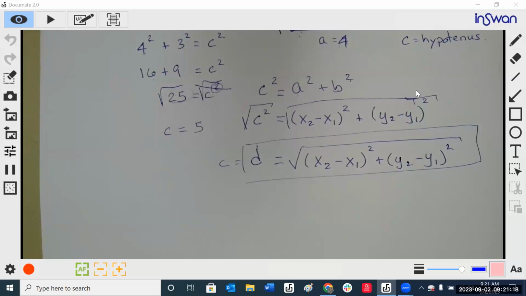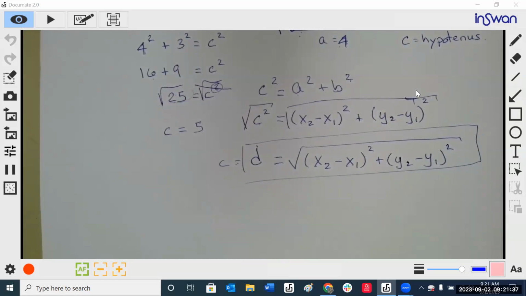Which form? No, because the standard form is just ax plus by equals c. This is similar to it, x and y on the same side. But yeah, it looks like it, but it's not it.